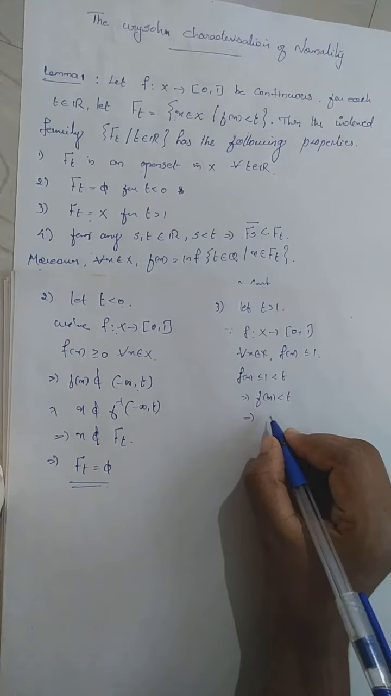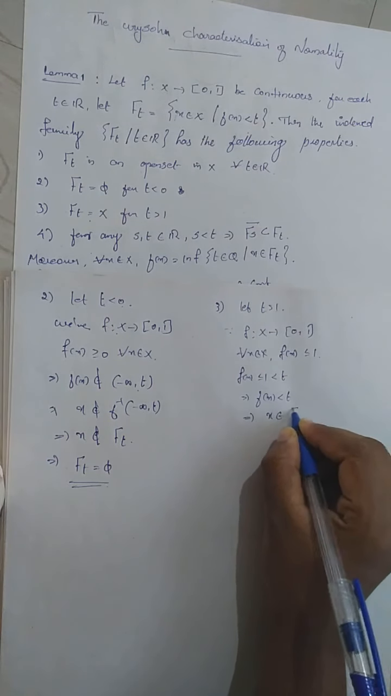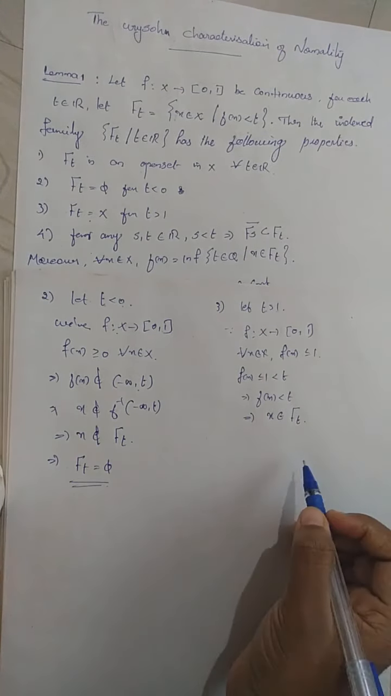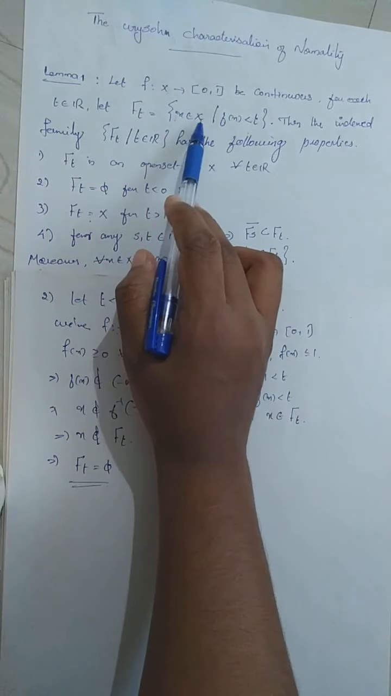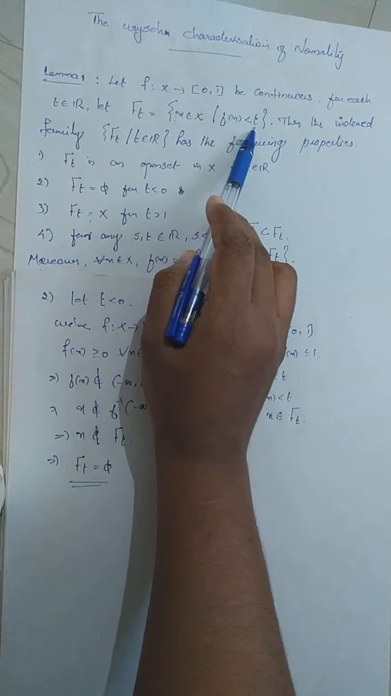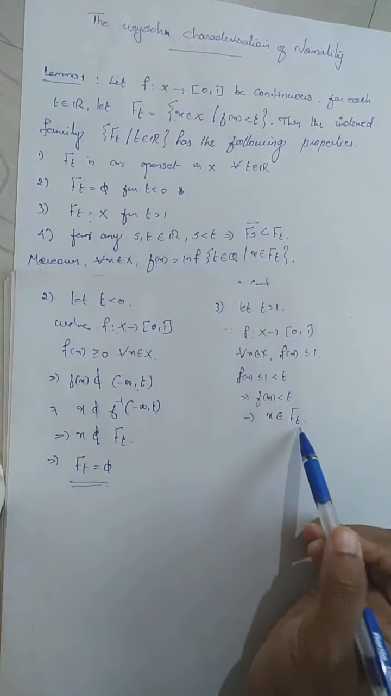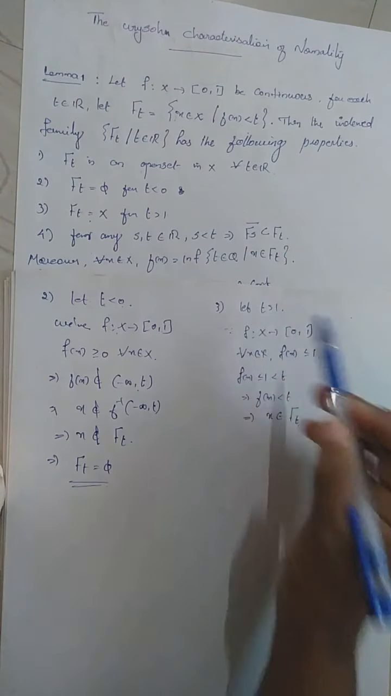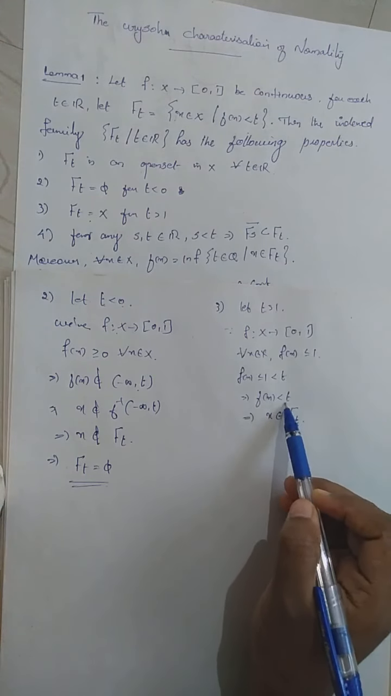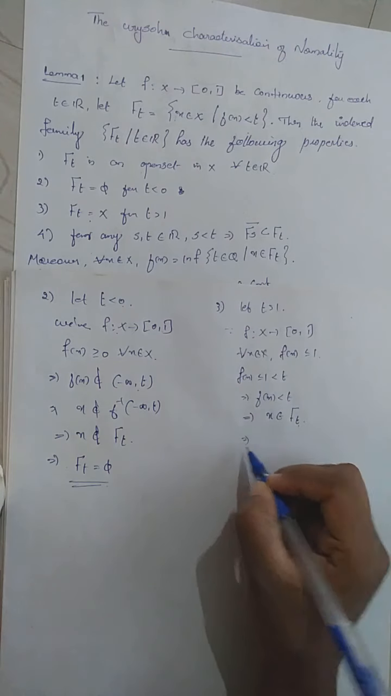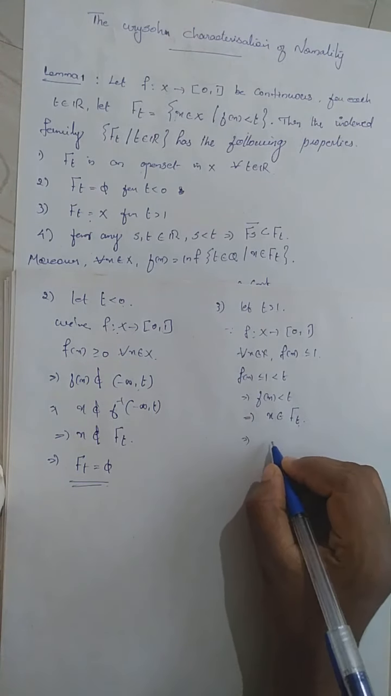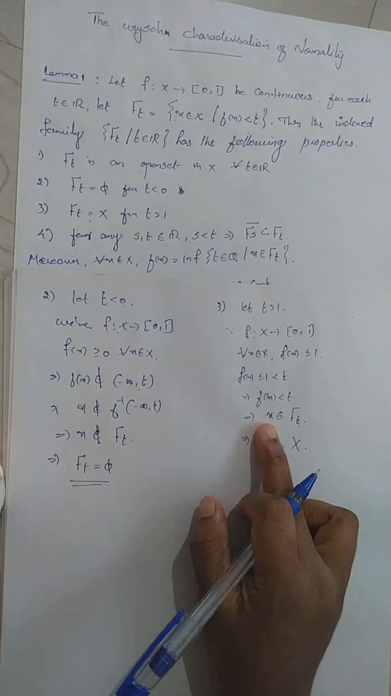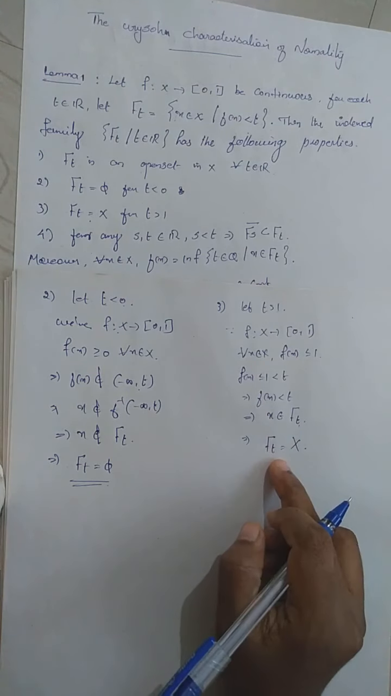Whenever f of x is less than t, that x belongs to our space F_t. By property, we have F_t is equal to the set of all x in X such that f(x) is less than t. So when t is greater than 1, for any real number greater than 1, f of x will be less than t. So whenever f(x) is less than t, x belongs to the corresponding F_t. Which means F_t is nothing but our capital X. That means our whole space X will be nothing but our F_t. Okay.